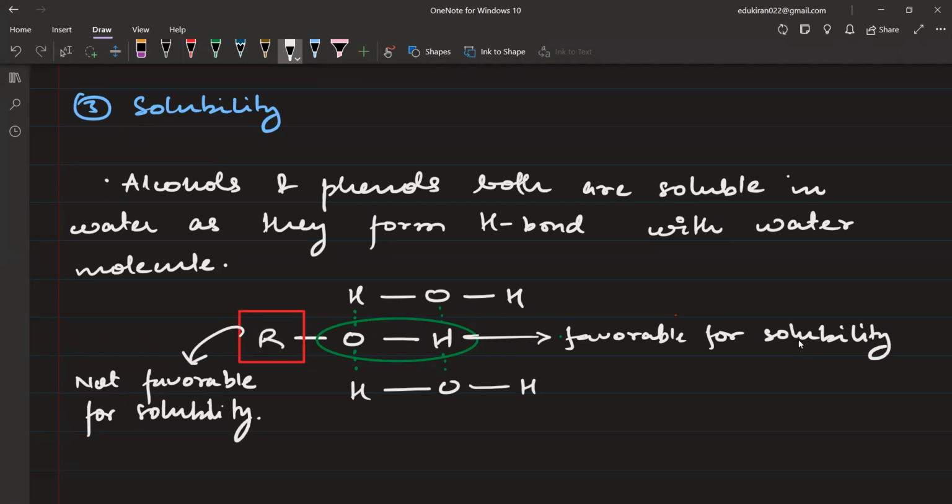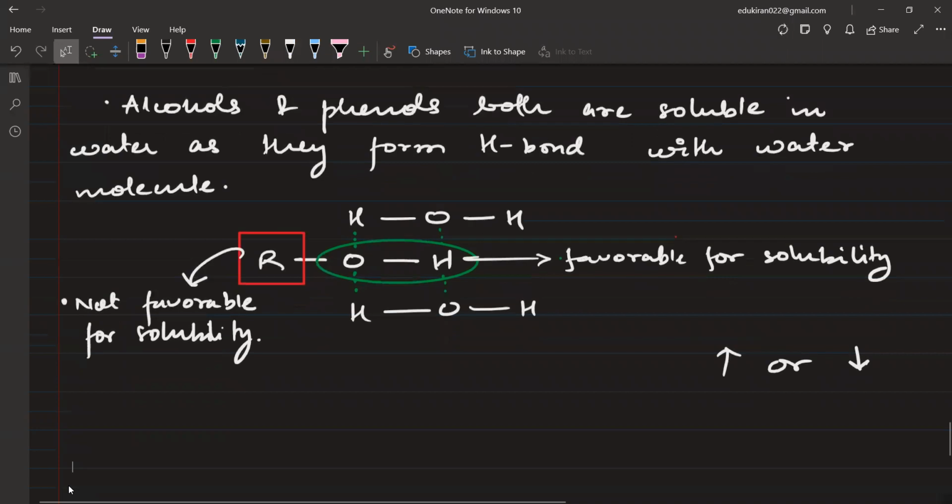Now what will happen? Please answer me in chat. What is going to happen if I increase the number of carbon atoms? If I increase the number of non-favorable condition, that means I'm increasing the number of carbon atoms, then what is going to happen? Solubility will increase or it will decrease? Please write in chat. It will not decrease.